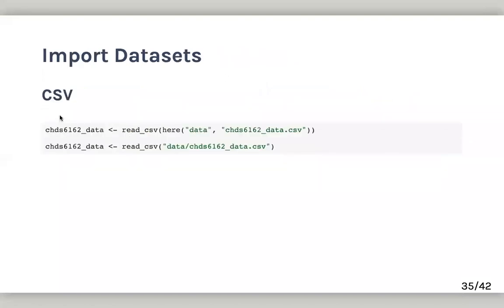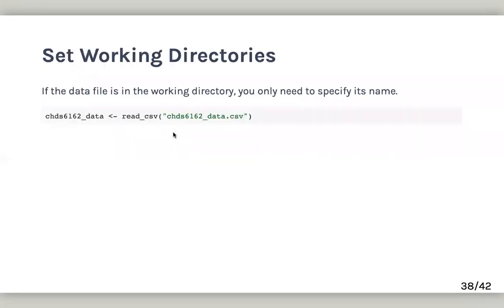To import data sets, R has been so great that it can incorporate a lot of different data formats. The most common one is a CSV. You call it using read_csv. There's also another version called read.csv, and the difference between those two is how they handle the variable names. My go-to is read_csv.